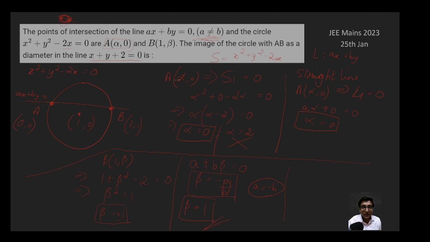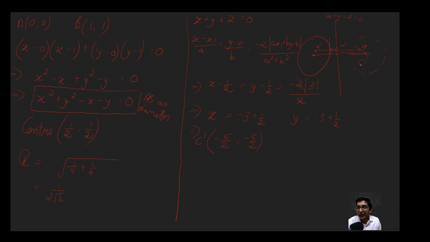And what had they asked us? The image of the circle with AB. So basically we have to find out the equation of this image circle. So what is our equation going to be? X plus 5 by 2 whole square plus y plus 5 by 2 whole square is equals to r square, and radius of the image and the original circle remains same. So this would be 1 by 2 root 2 whole square. So this is our answer.